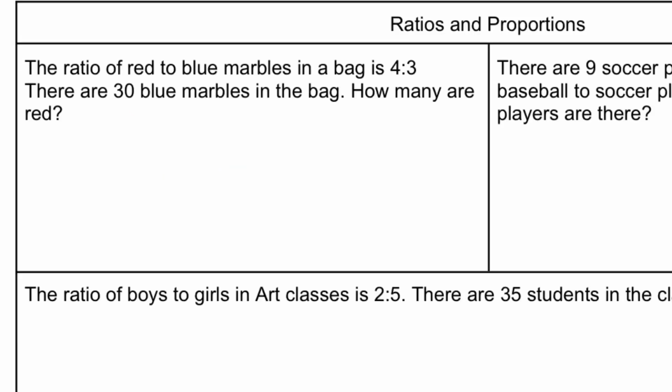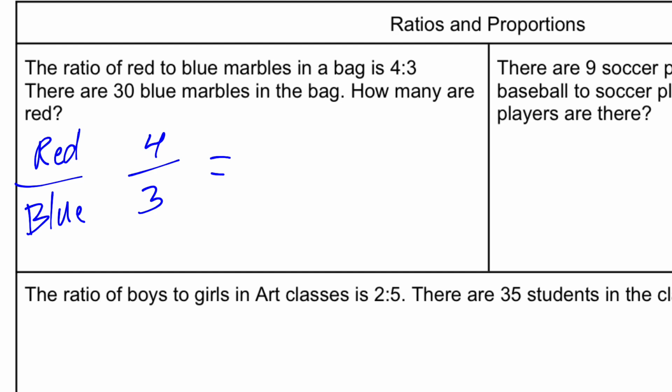For example, if I set up red on top and blue on bottom, and I have 4 red for every 3 blue, how many red will I have for 30 blue? So I can put an X there if I want. And this is the proportion I'm trying to solve. You could notice that you're multiplying by 10 here, and do the same thing to the top. The answer is going to be 40.